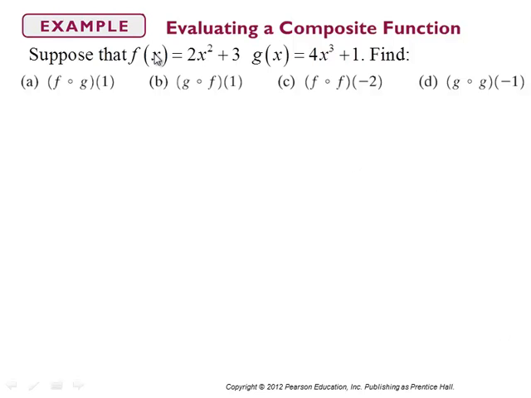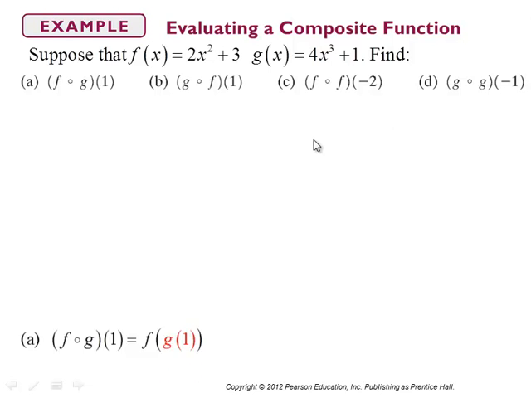Suppose that we've got function f here. f of x is equal to 2x squared plus 3. And we've got another function, g of x is equal to 4x cubed plus 1. And we're going to take a look at these various compositions. We're going to do f composed with g, and we're going to evaluate that at 1. We're also going to take g composed with f, evaluate it at 1. And by the way, f composed with g is not the same as g composed with f. And then we'll take a look at f composed with itself, evaluated at -2, and we'll also take a look at g composed with itself, evaluated at x equals -1.